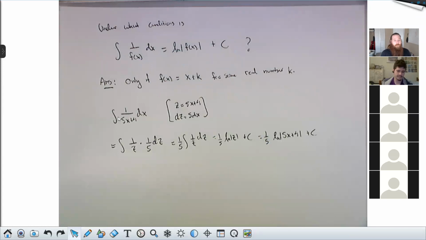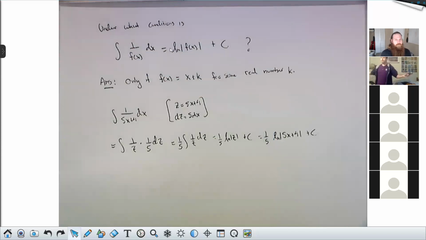If you have a linear function with slope m, then you would get 1 over m times the natural log of f. If you have something like x squared plus 1, then you're going to get arctan. If you have something like 1 over e to the x, then you're going to get negative e to the negative x. So in general, 1 over f of x does not integrate to the natural log, only for these sort of functions. If you want to generalize more, you can say that you will get a natural log for any linear function f, but there's also going to be this constant multiple.